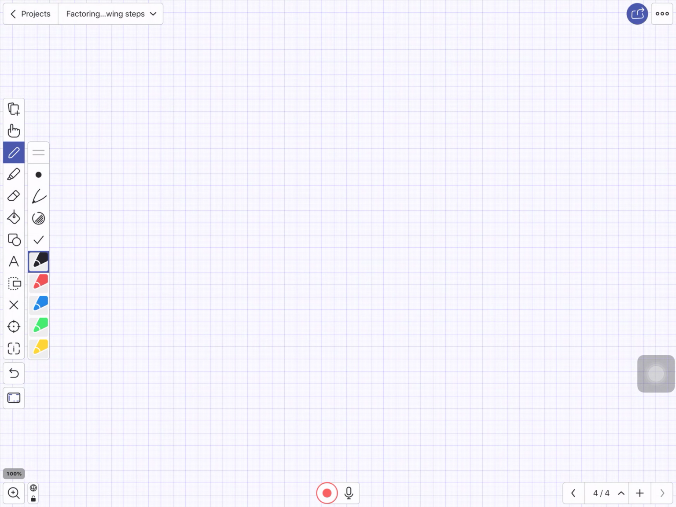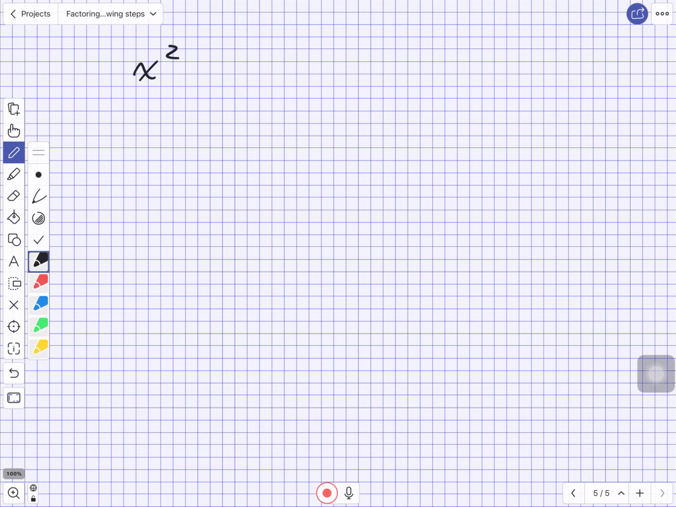Okay. I'm going to make one up. X squared minus 49, okay? If you remember, so I know this is a difference of squares. I know I can square root x, I can square root 49. I'm going to get 7 and x, and I'm going to get x minus 7, x plus 7. Great, I know that. But let's say I didn't notice for some reason.